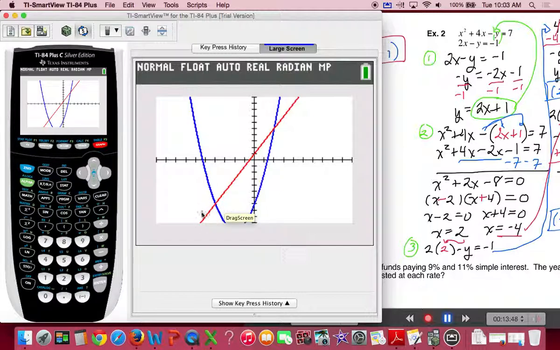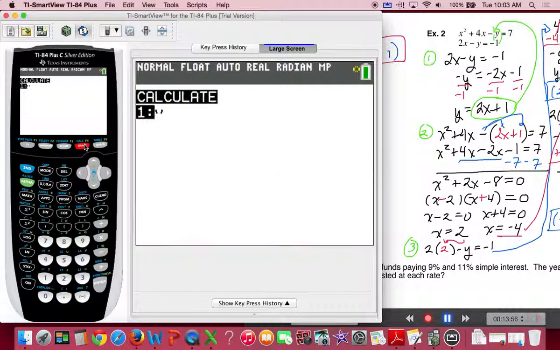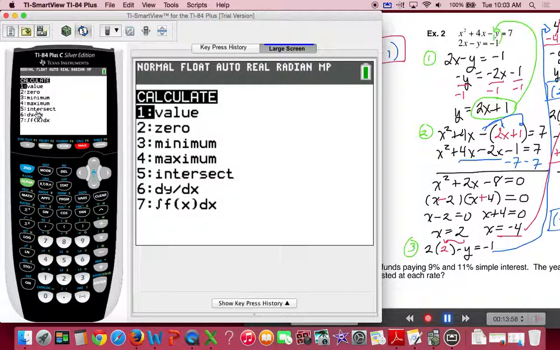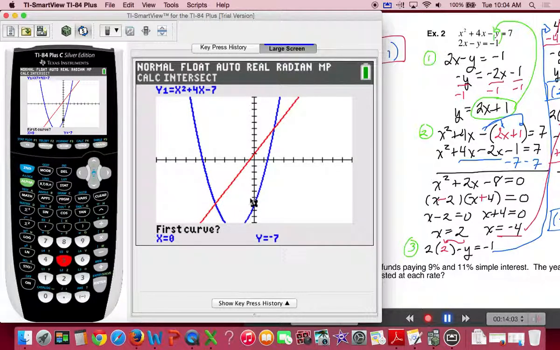Do I just guess? How can I do that exactly? So look above the trace menu is your calc menu, so do second calc, and then don't you have an option for intersect? So choose 5. And then you'll see it's flashing on one of the lines. In this case, it's flashing on the parabola. I want to get it close to either this intersection or this intersection, but it's kind of in the middle. So you need to use the right or the left arrow keys to move that along, and you want to get it close to one of the two intersections.